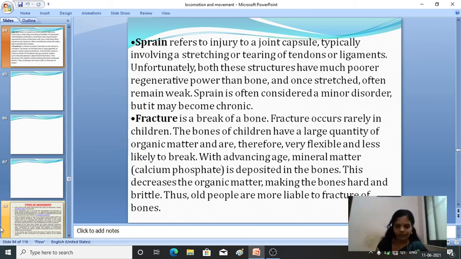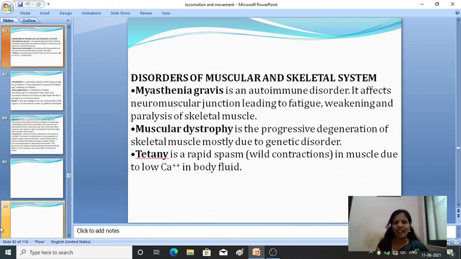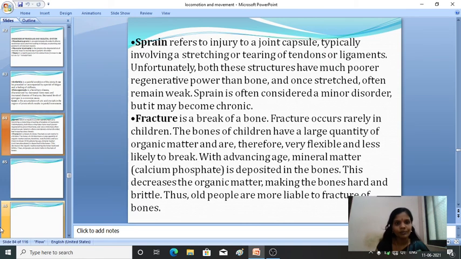Is it clear? So these are the disorders of the muscular and the skeletal system. Hope it is clear to you. Just have a glance once again. The disorders of skeletal muscle: myasthenia gravis, muscular dystrophy, tetany, arthritis, osteoporosis, gout, sprain and fracture. Okay, hope all these concepts are clear to you.